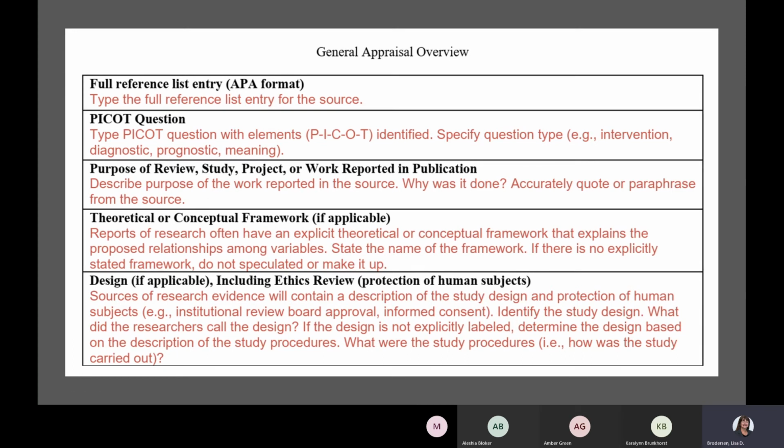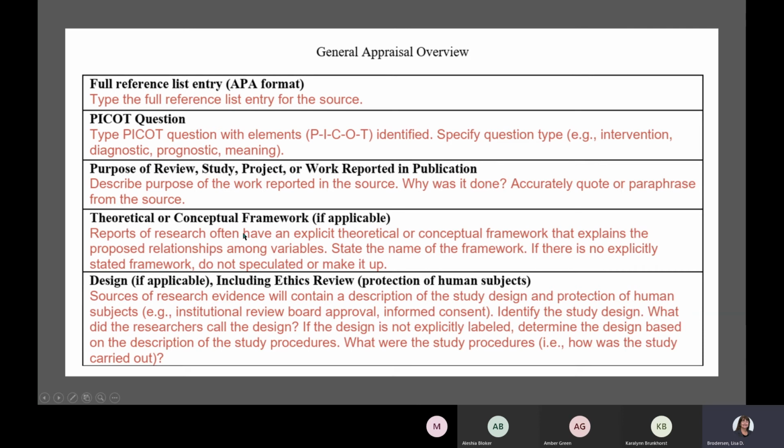And typically in a research report, there's always going to be a statement of purpose somewhere near the end of the problem introduction, right before the methods section. Sometimes you'll see it at the end of the literature review. But typically you're going to see the purpose statement right before the methodology section. And you can either quote or paraphrase that. So there's not going to be a whole lot of information in this section here.